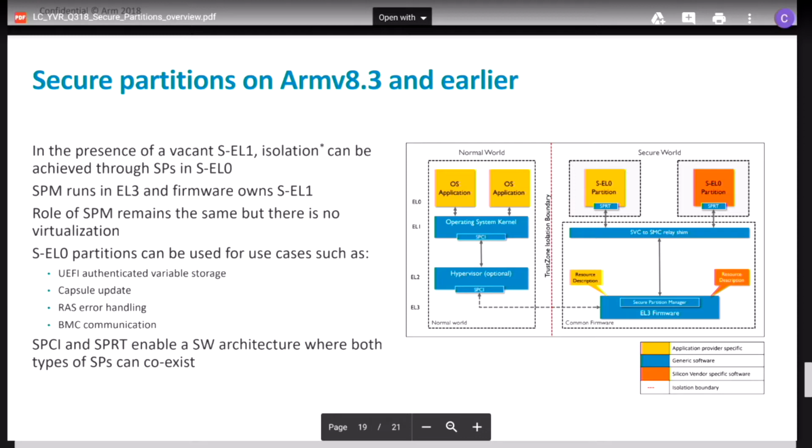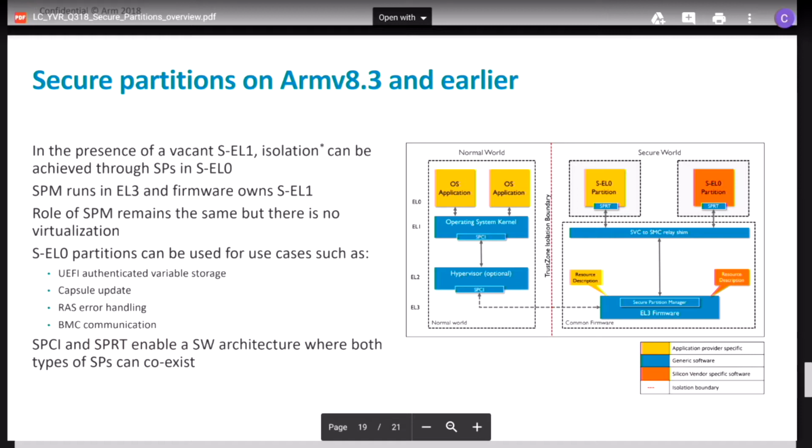Even in the absence of virtualization, we can achieve a certain level of isolation through just the secure EL0 exception level. This is good enough to satisfy use cases like authenticated variable storage, capsule update, RAS error handling, and BMC communication, right? The specs that I spoke about, SPCI and SPRT, cover this aspect of the software architecture as well, so the components can continue speaking the same language, whether you're on a v8.3 system or, in the future, v8.4. One caveat is that in these partitions, in the absence of system MMU support for stage 2 translations, a DMA-capable master can still cause trouble. But for specific use cases, secure EL0 partitions can still be used.